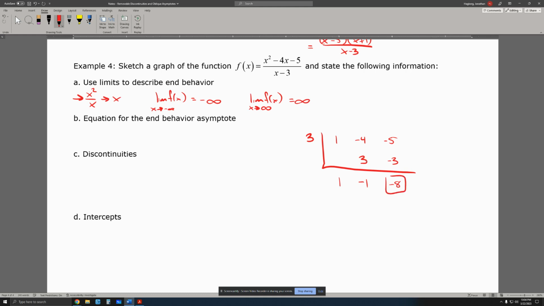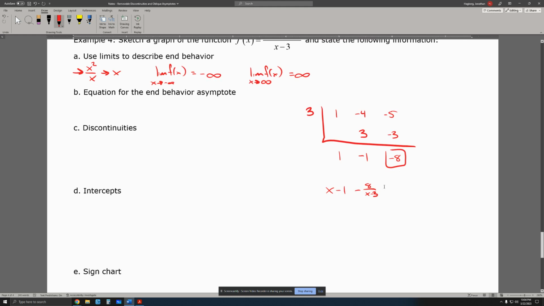And so what we get is the linear binomial x minus 1, and then minus the remainder 8 over x minus 3. And again, that remainder, as we move way out to the right and to the left of the graph, this term becomes pretty negligible. It approaches 0. So the equation of our end behavior asymptote is the oblique asymptote y equals x minus 1.